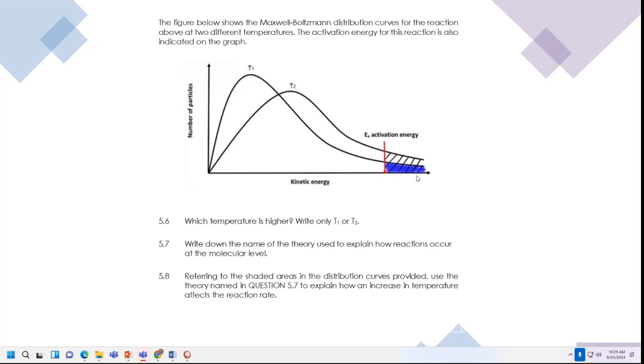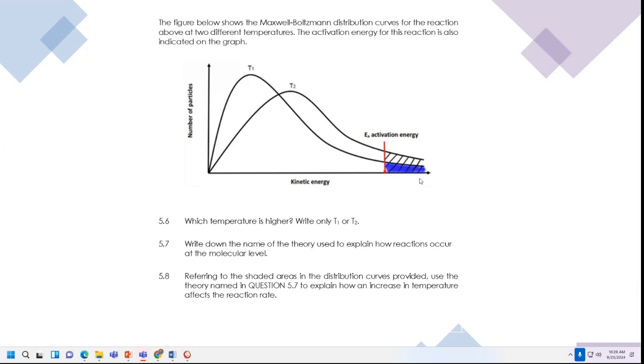Can you see T1 is this blue part? But if you look at this, there's an increase. So that means that T2 is the higher temperature. This represents an increase in temperature here. Don't look at the crest and say, this one is higher than that one. No, it's about what's happening here in terms of activation energy and so on. So please keep that in mind.